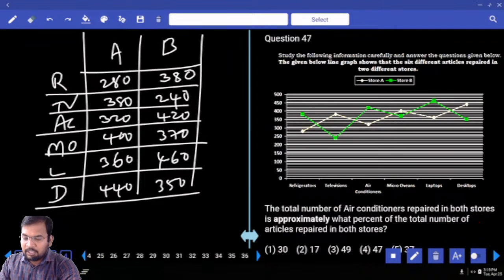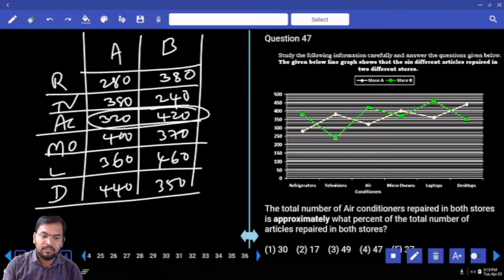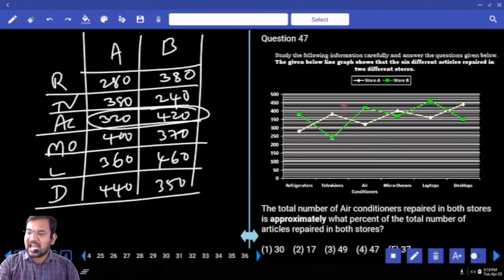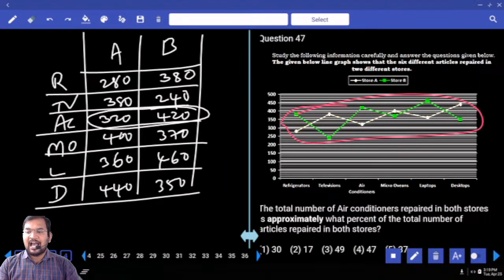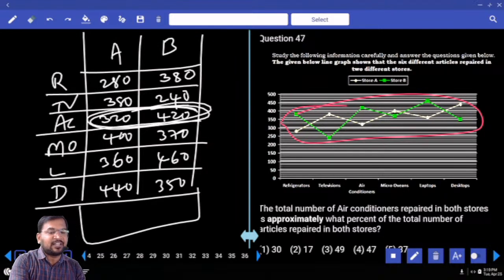Next question. The total number of air conditioners repaired in both the stores is approximately what percentage of the total number of articles repaired in both the stores? Air conditioners is 740. No need to solve; almost all are in the same range. Don't calculate the total.